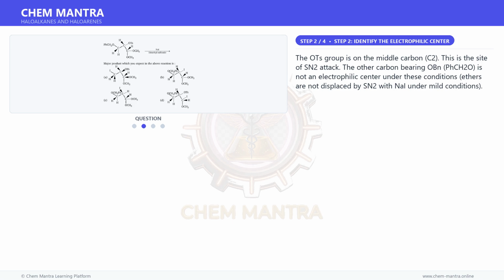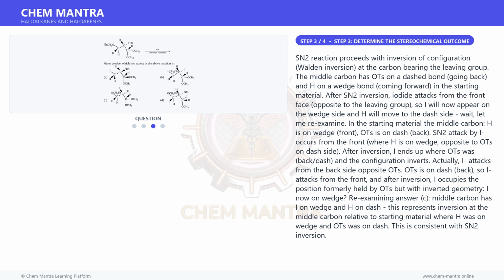Moving on to the next step. The OTs group is on the middle carbon, C2. This is the site of SN2 attack. The other carbon bearing OBn, PhCH2O, is not an electrophilic center under these conditions. Ethers are not displaced by SN2 with NaI under mild conditions. Moving on to the next step.